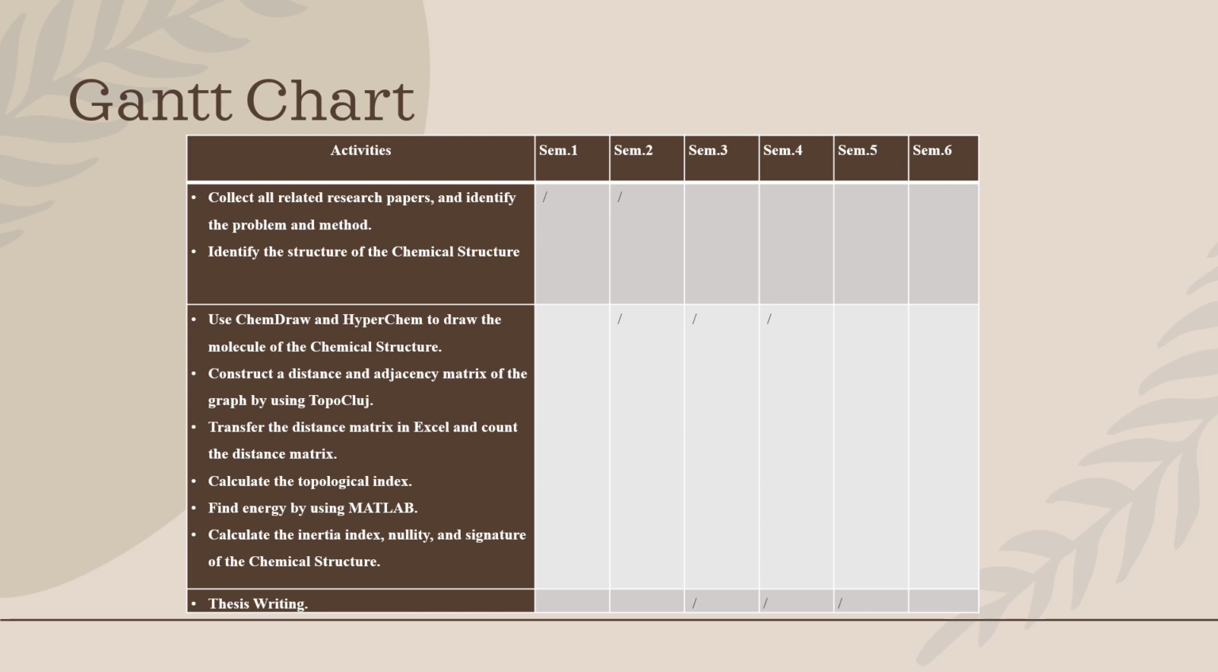the molecule of the chemical structure, construct a distance and adjacency matrix of the graph by using TopoClash, transfer the distance matrix into Excel and count the distance matrix, calculate the topological index, find energy by using MATLAB, calculate the nullity, rank, and signature of the chemical structure. For the beginning of semester 3, we will start our thesis writing.